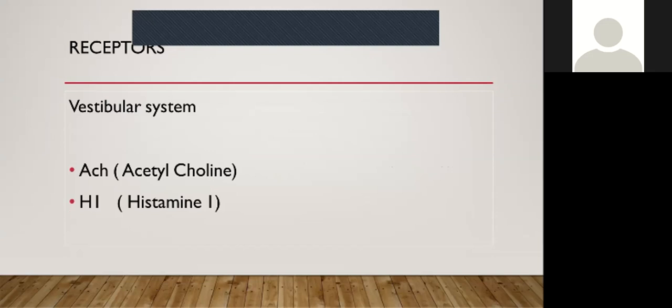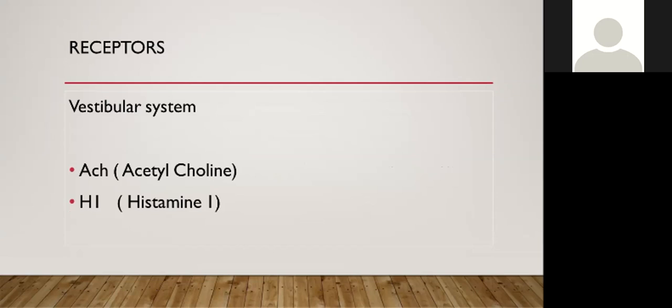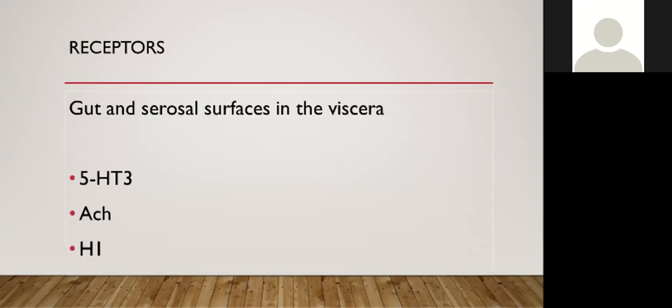Then we have also got the vestibular system, which probably you're more familiar with. So motion sickness and medullary pathology and all. You've got acetylcholine receptors and H1 receptors in the vestibular system. Next slide. Coming to the gut, the receptors directly on the gut and serosal surface, we've got 5-HT receptors, acetylcholine receptors, and the H1. So things like increased gastric distension, gastric motility, bowel obstruction, all these can directly stimulate the receptors in the gut and the serosal surface in the viscera. Next slide.